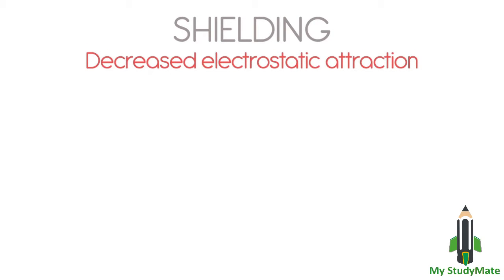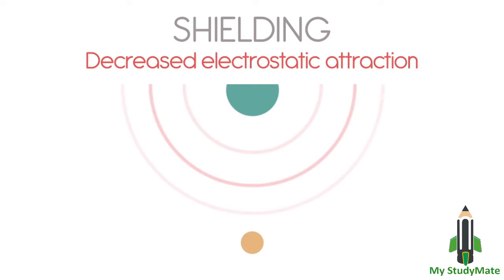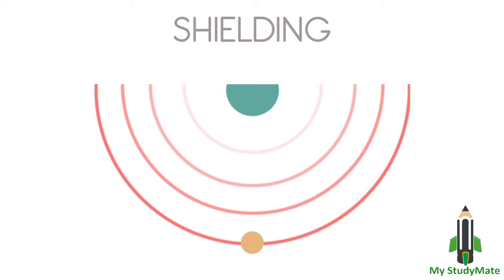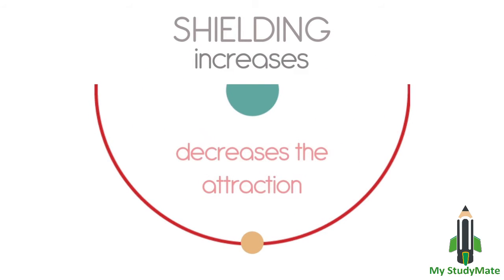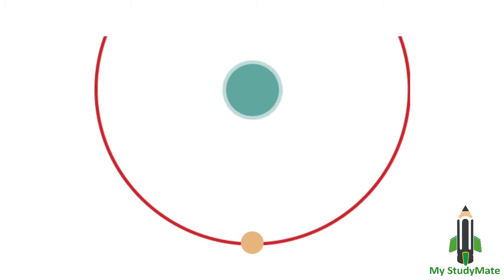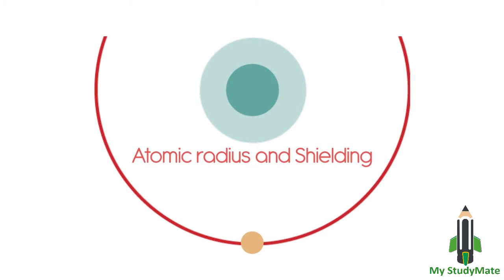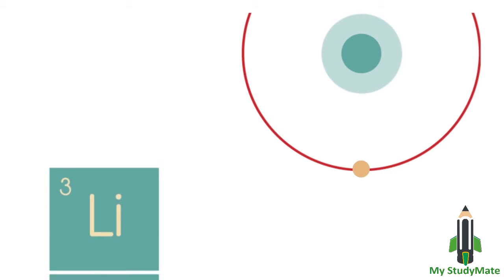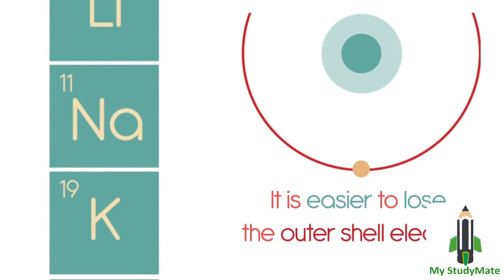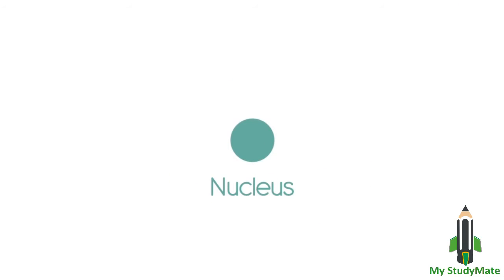Moving down the group, the outer shell electron becomes further from the nucleus and its attraction decreases. Shielding is defined as the decreased electrostatic attraction between the nucleus and the outermost electrons due to the presence of additional electron shells. Shielding decreases the attraction of the outer shell electron. Although nuclear charge increases, the atomic radius and shielding, as mentioned, outweigh this increase. So moving down the group, it is easier to lose the outer shell electron.